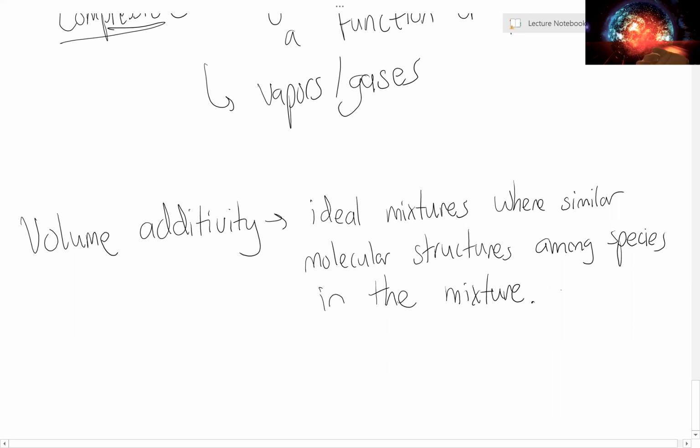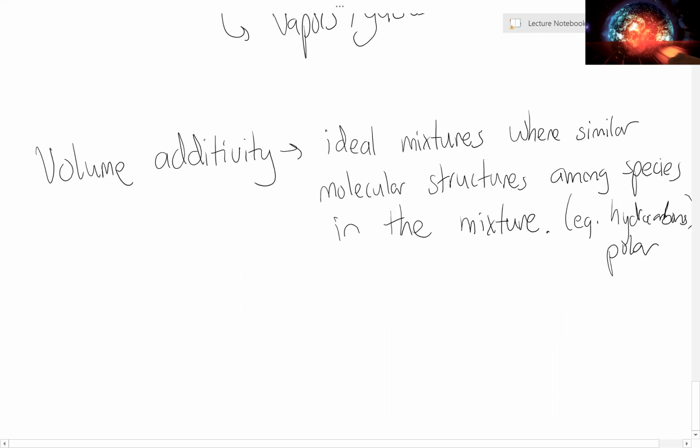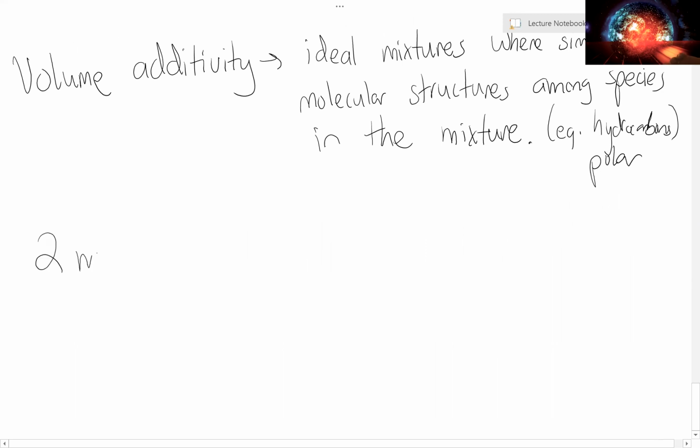A good example is you can have a mixture of hydrocarbons, polar systems. So long as the molecules are structured and behave similarly, volume additivity is more likely going to hold. And what we mean by volume additivity is if I have 2 mils of A, I'm going to add it to 3 mils of B, I can assume that I have 5 mils of A and B.